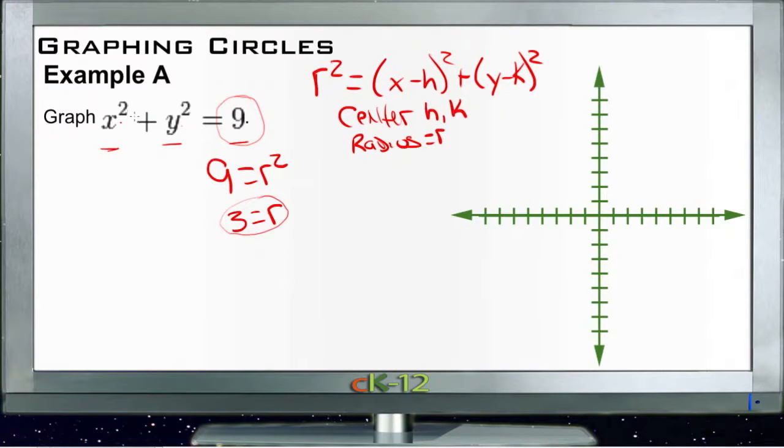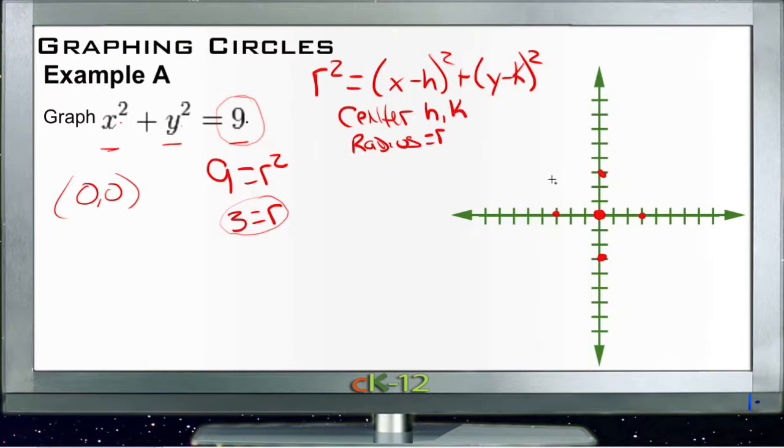Now in this case, we just have x and y. So our center is just going to be (0, 0). There isn't anything subtracted from either one of them. So our center is right here at the origin, and our radius is 3 units in each direction. So we go 1, 2, 3, 1, 2, 3, 3, and 3. And then we fill our circle in with that section in between.